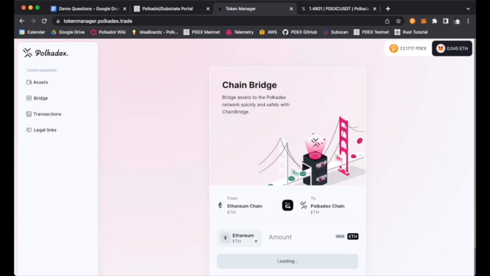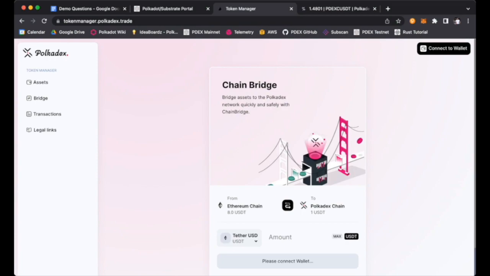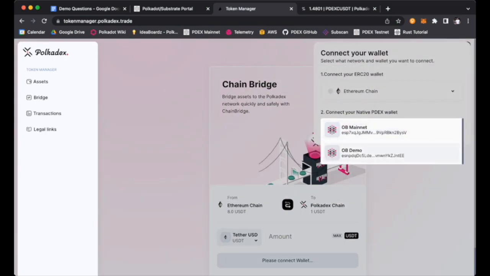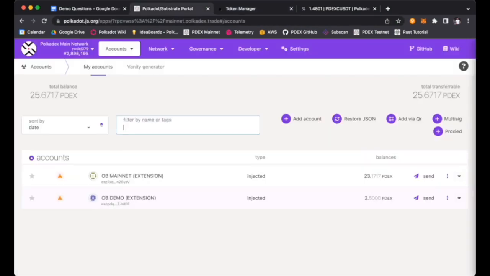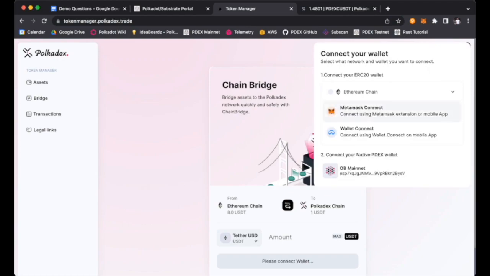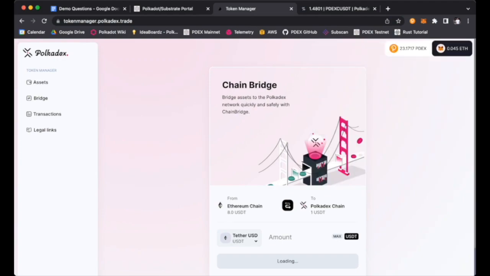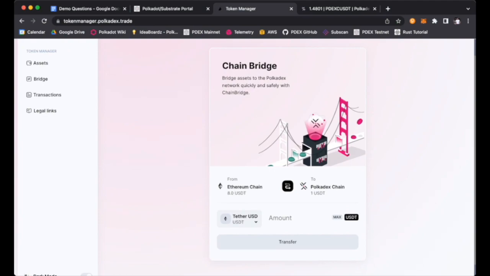Go click here, connect your MetaMask, and it automatically populated my Polkadex wallet address as well. Let me log out and show it again. I'm using OB mainnet, which is my Polkadex account that I have some funds in, to the interface. And then I'm going to connect my MetaMask wallet, where I have some ETH for processing the transaction.